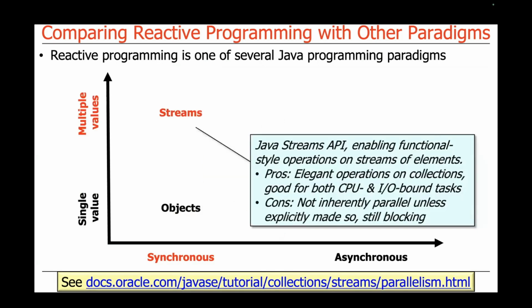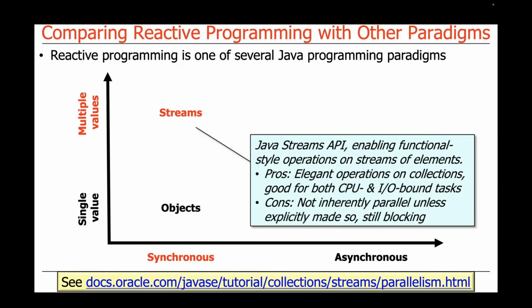Taking another look at a different paradigm, we have synchronous programs that have multiple values. And this, of course, is where Java Streams lives. And this enables functional style operations on streams of elements. The good part is that you can have these elegant ways of streaming together various intermediate and terminal operations, which allows you to compose things together in a nice functional way. You can use collections, both as the input and the outputs of these things. And it's also good for both CPU and IO-bound tasks if you know what you're doing and use your managed blocker mechanisms properly.